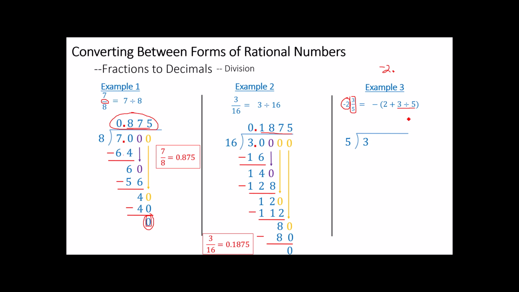5 does not go into 3. So I put my decimals. Put in a 0. 5 goes into 30 6 times with a remainder of 0. I love it when that happens. One decimal place goes in perfectly and I am finished. So my answer then is going to be 2.6. Notice my negative sign is missing, so I'm going to have to write that right in there. Don't forget when you finish the problem to go back and stick that -2 back onto the front.